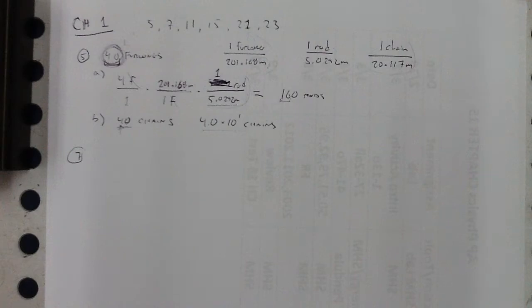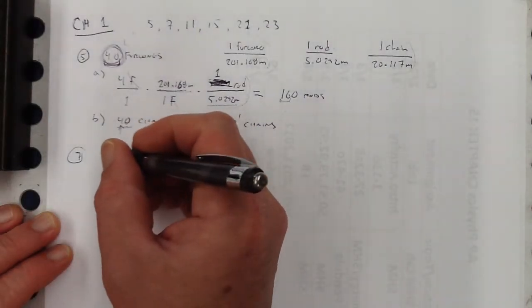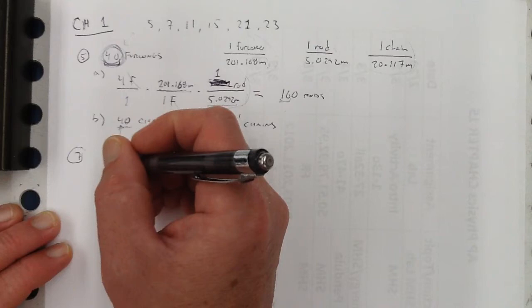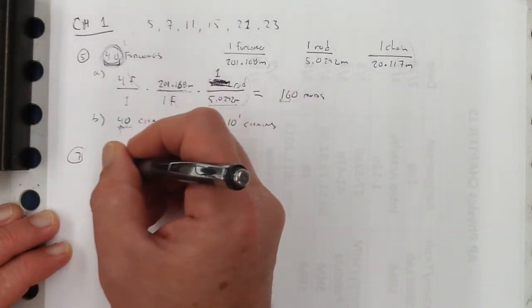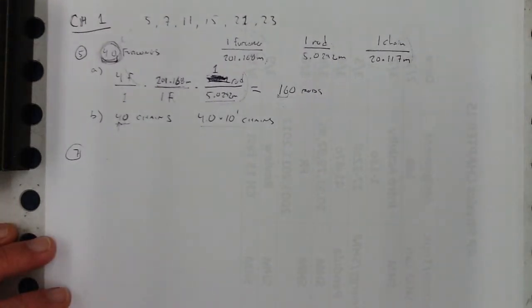A severe thunderstorm dumped 2 inches of rain in 30 minutes on a town of area 26 square kilometers. What's the volume of water in acre-feet that fell on the town? Okay, so we have to figure out what we have here at first. We don't have acre-feet. We have square kilometers times inches. In terms of dimensional analysis, that's the same dimensions, right?